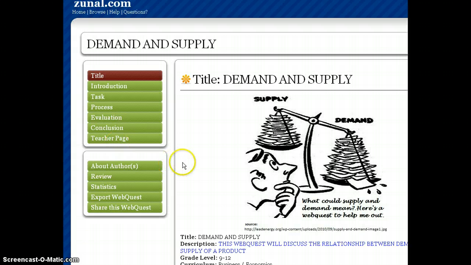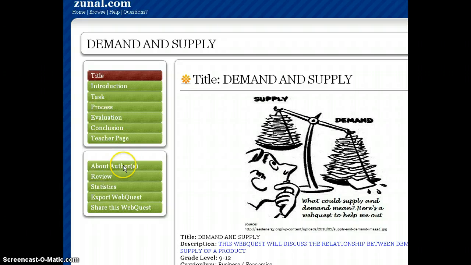You are now on the title page of the Webquest. On the left hand side, you will find the pages that this Webquest contains. The first one is title, introduction, task, process, evaluation, conclusion, and teacher page. Whichever page you want to go to, just go on to that page and left click on it.